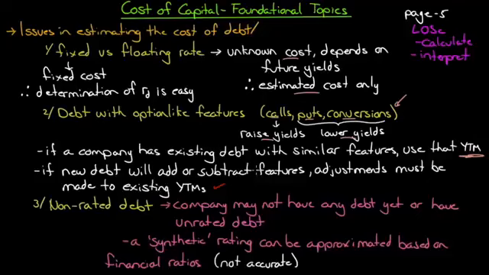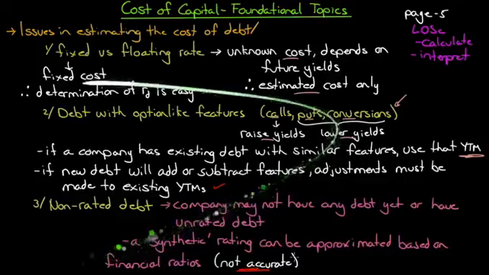Number three, non-rated debt. A company may not have any debt at all or have unrated debt. A synthetic rating can be approximated based on financial ratios, so we can create a synthetic rating for the company and then use that synthetic rating and find peers of that rating. However, it's not a very accurate approach. It is mentioned as a way to create a credit rating where none exists by saying, well, listen, if we were a credit rating agency based on its ratios, what rating would we give it? And then go from there. But it tends to be very, very subjective, so it's not very accurate.